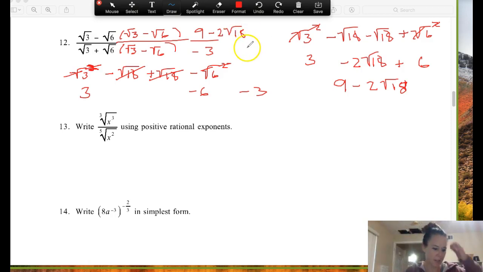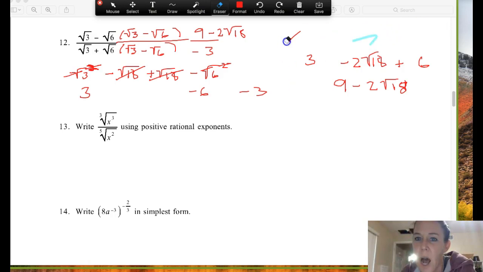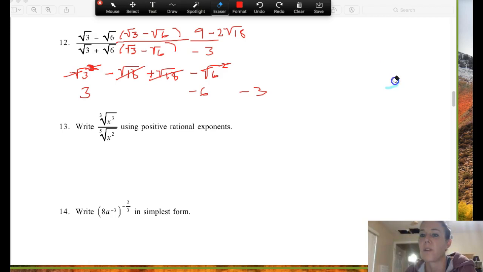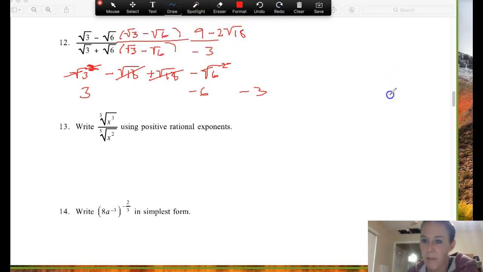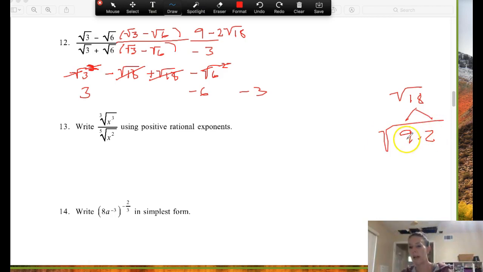Now, is that the final answer? Well, does root 18 have any perfect roots that can come out of this? It actually does. So let's go ahead and simplify over here. I know 18 is actually 9 times 2, and 9 is a perfect square, so that simplifies even more. So let's rewrite. If I have the root 18 over here, I know 18 is actually 9 times 2. So this is the square root of 9 times 2. 9's a perfect square. It is 3 squared. So this is 3 squared times 2.